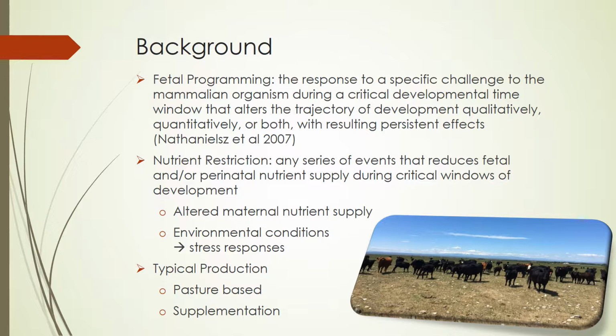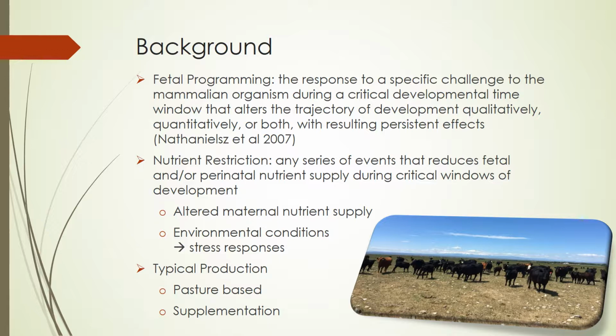So, fetal programming is essentially the idea that a maternal stimulus at a critical period in fetal development has long-term effects on the offspring. Nutrient restriction is essentially a reduction in nutrient supply during a critical window of development. There are many scenarios that can lead to nutrient restriction, but in ruminants, the two most likely causes are altered maternal nutrient supply and environmental conditions leading to stress responses. Both of these scenarios are often encountered within extensive beef cattle systems.